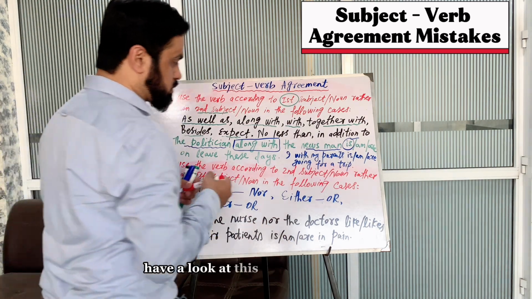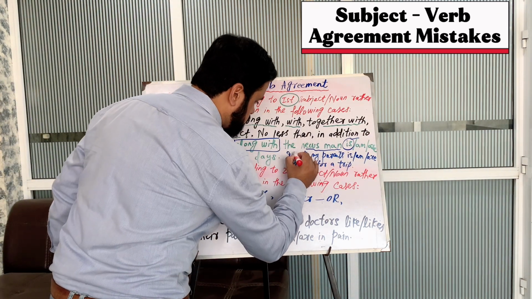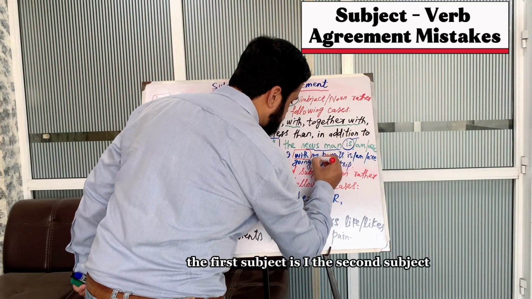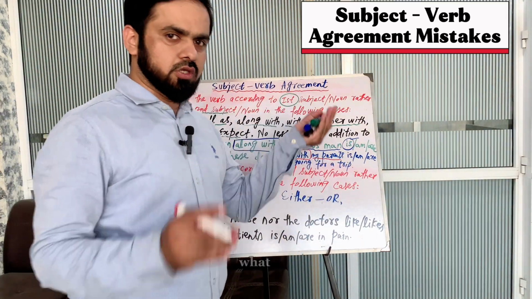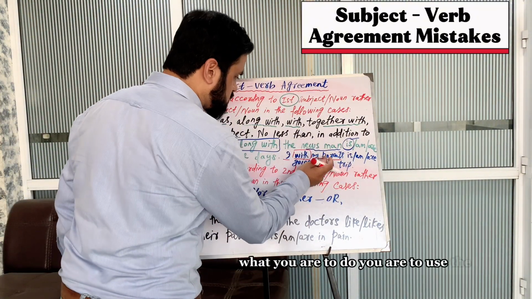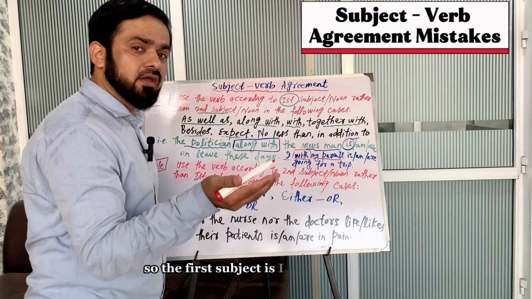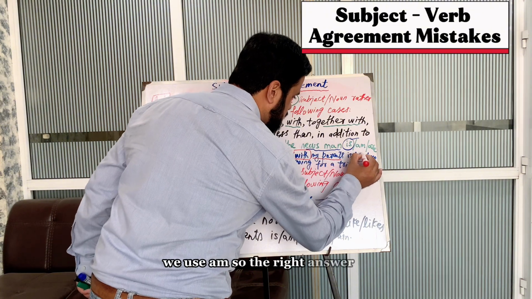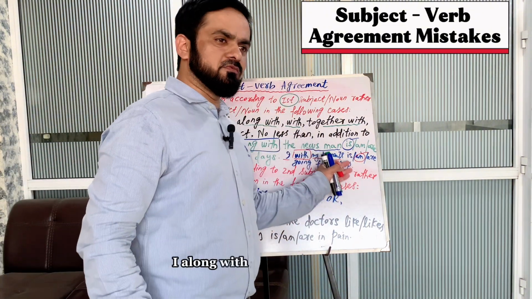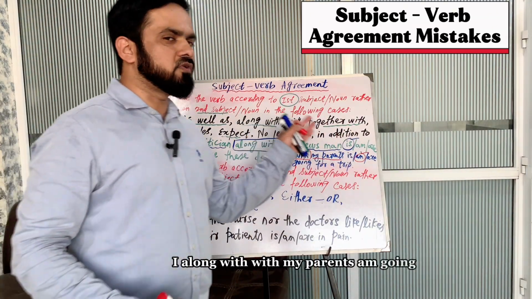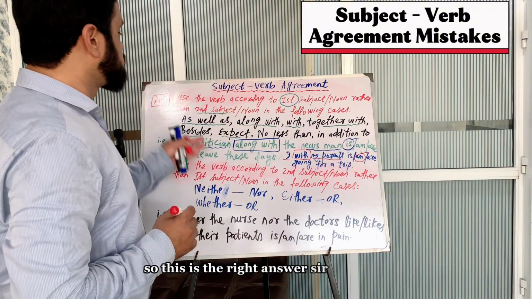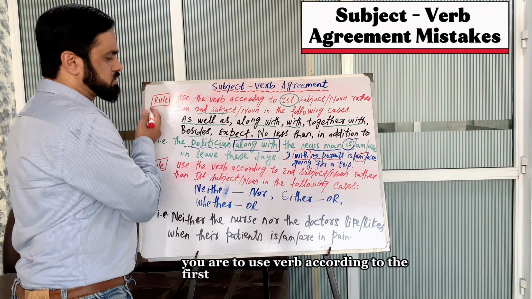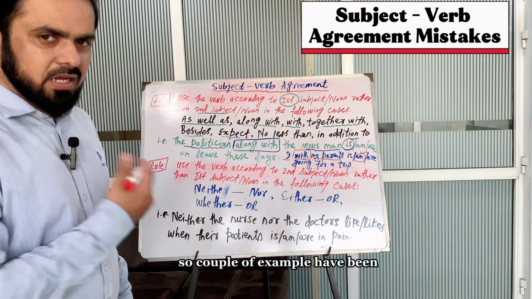So have a look at this sentence, or let's study this one. I with my parents. Here the word with is joining two subjects together. The first subject is I, the second subject is my parents. So according to this rule, you are to use the verb according to the first subject. The first subject is I. What verb do we use with I? We use am. So the right answer is: I, along with my parents, am going for a trip. So this is the right answer. If you are to use these expressions, you use the verb according to the first subject. A couple of examples have been mentioned here.